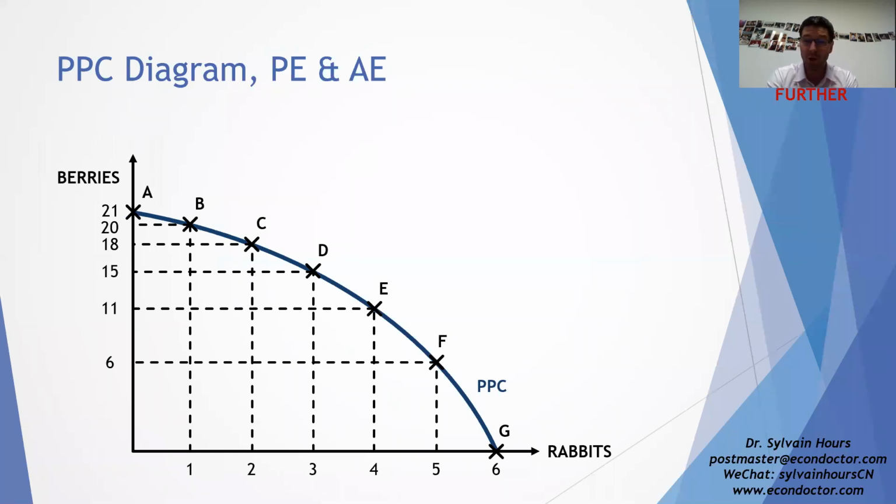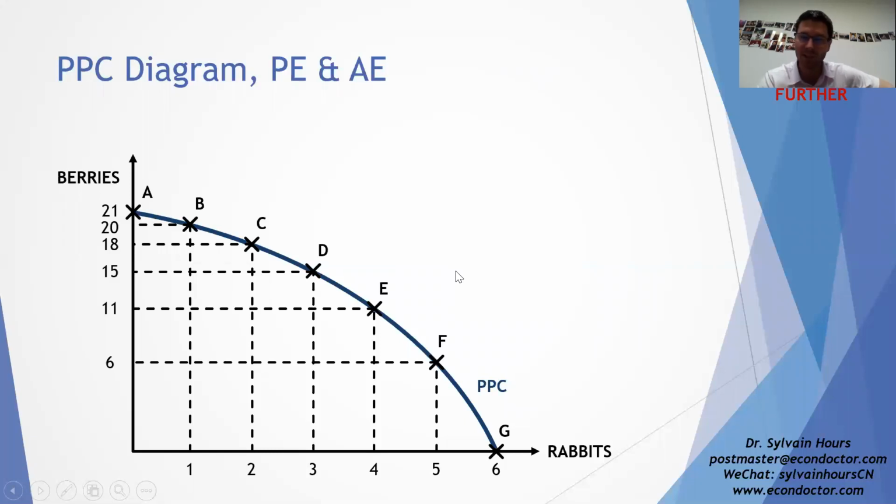Simply because if I look at this PPC, I can compute the marginal cost of production, no problem. For example, if I produce the first rabbit, what is the cost of production? The cost of production is that I have to give up one berry, from 21 to 20. So that's my marginal cost of production. What is the marginal cost of producing the second rabbit? It's going to be 2 berries. I have to give up 2 berries. That's my cost of production. What is the marginal cost of producing a third rabbit? 3 berries, what I have to give up.